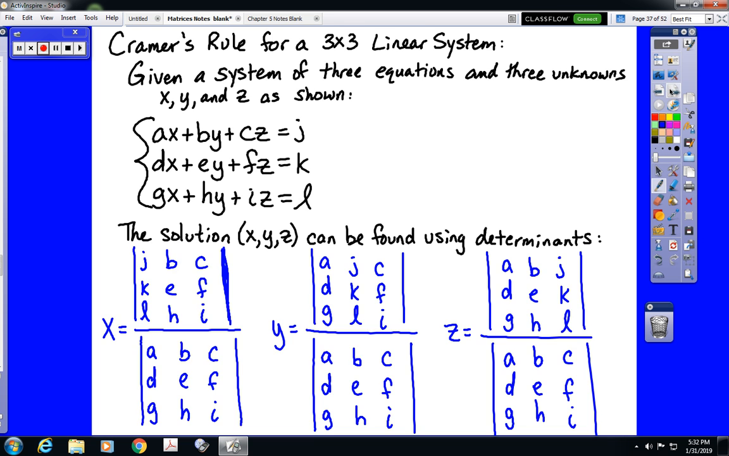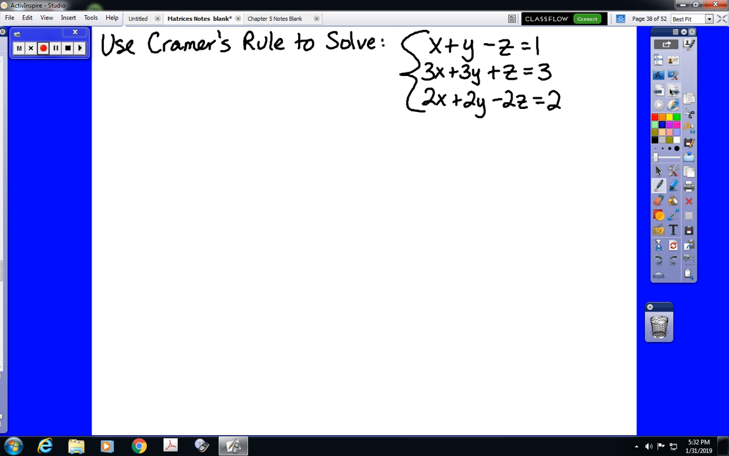So here's an example, and actually this example is going to be a short example because it actually indicates a special case. Here we have a system of equations, 3 equations and 3 unknowns, and we're asked to solve it using Cramer's rule. So we would start off by finding x. Now again, that's 2 3 by 3 determinants. The bottom determinant would be the coefficient matrix.